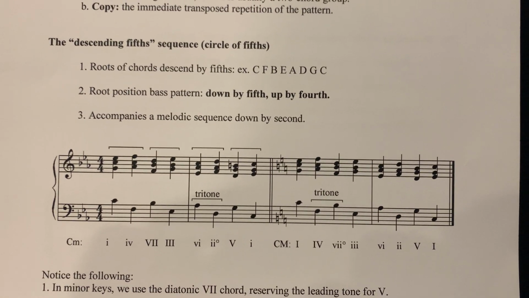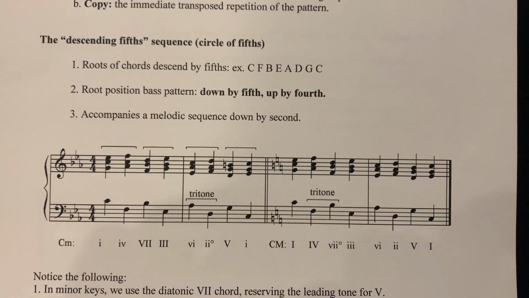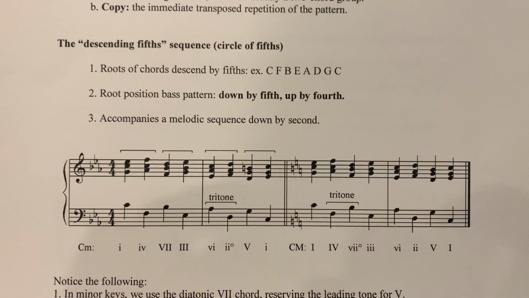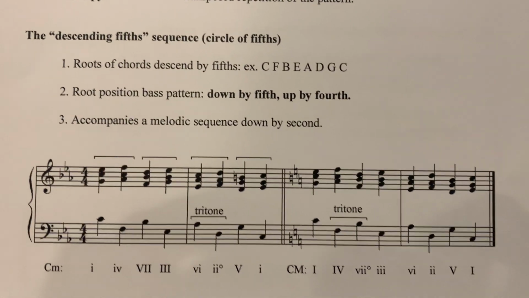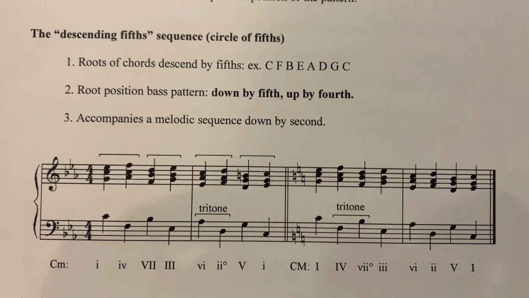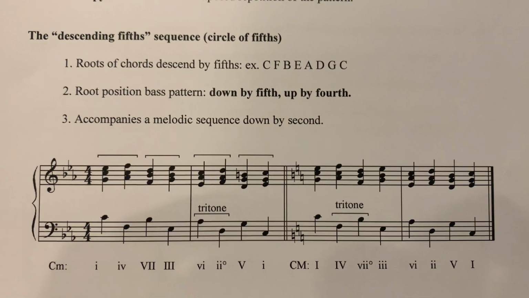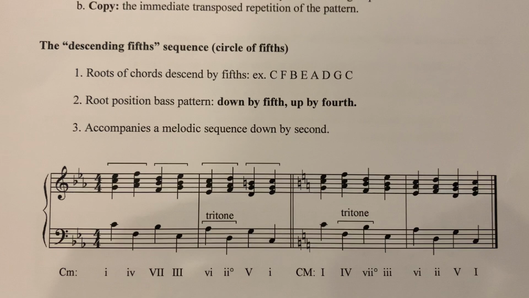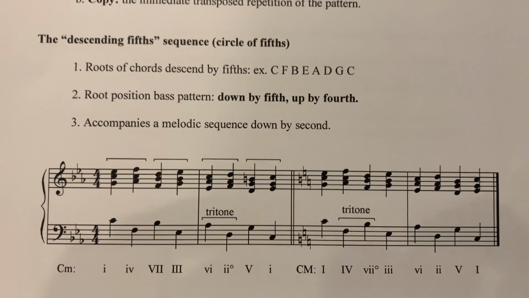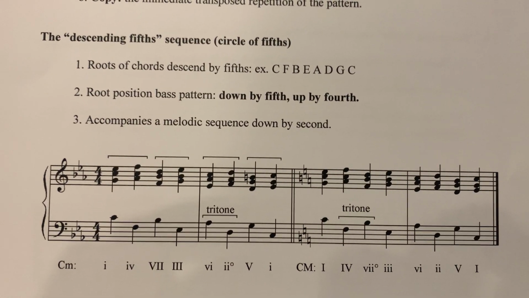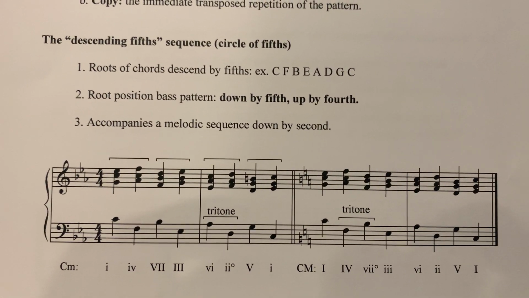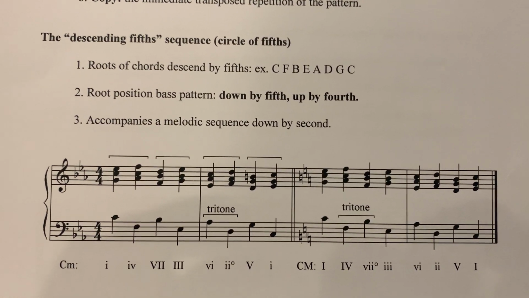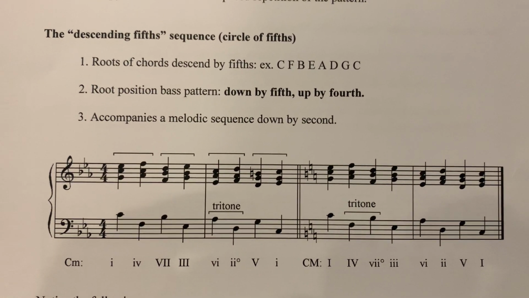So I'll start by describing it in terms of a root position progression, and then I'll show you some of the variants of this. All right, first up, the descending fifths sequence. This is by far the most common one. Almost every piece you look at from the Classical and Baroque era is going to have some sort of descending fifths sequence. It's just so extremely common. When you hear it, you'll recognize it immediately. Now, this is named by the pattern of the chord roots. The chord roots descend by fifths, such as C, F, B, E, A, D, G, C.